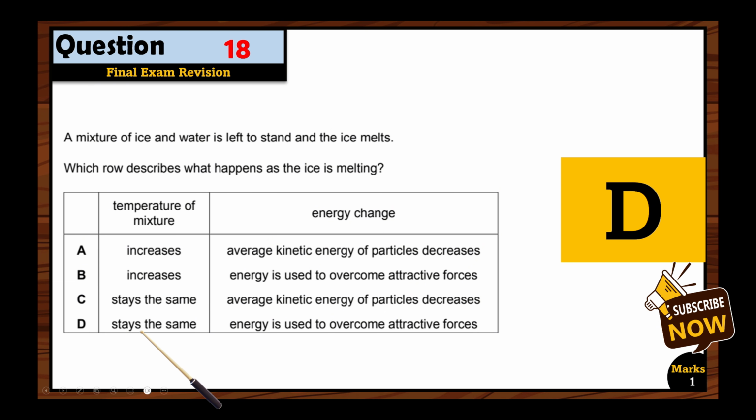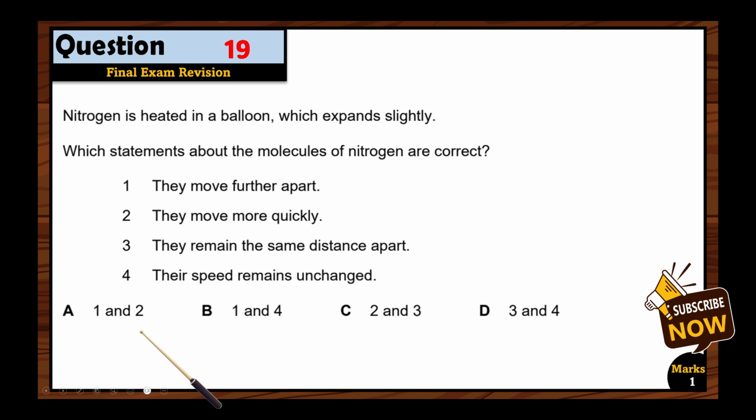So that's why option D is right. Question number 19. Nitrogen is heated in a balloon, which expands slightly. Which statement about the molecules of nitrogen is correct? So let's see, nitrogen is heated. Always remember, when you increase the temperature of a gas, the particles will gain more kinetic energy and they will move faster. A temperature increase always increases the speed of the particles.